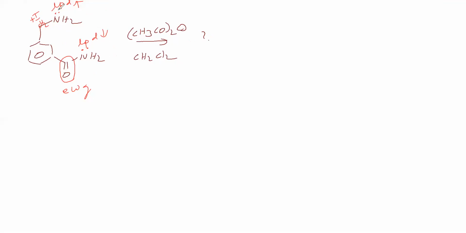So here lone pair density is high, here lone pair density is low. Therefore, it is having higher nucleophilicity when compared to this. Therefore, it will go for a reaction when compared to this one. So this NH2 goes for reaction when compared to this NH2. So it is going for acetylation. Acetylation means NH2 is converting into amide.